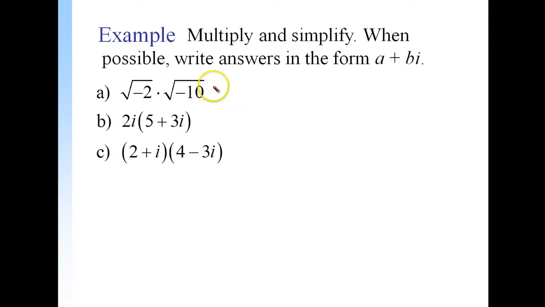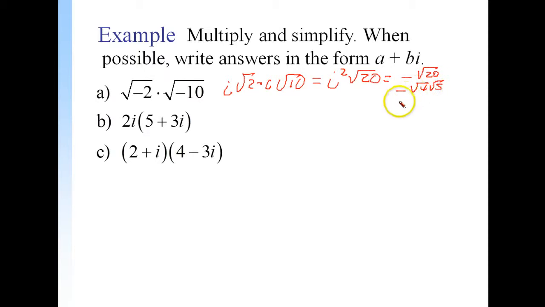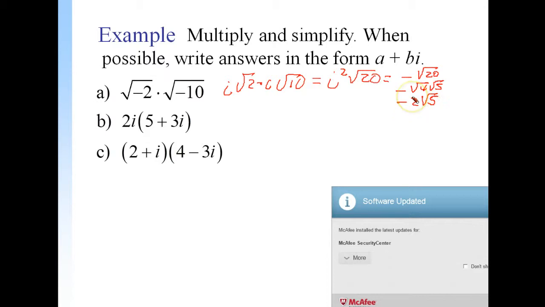Right over here. Okay, so this is going to be i, the square root of 2, times i, the square root of 10, which will equal i squared, the square root of 20. i squared is a -1, so this equals negative the square root of 20. Now, keep in mind the square root of 20 is also the square root of 4 times the square root of 5. So this would eventually become -2 the square root of 5.